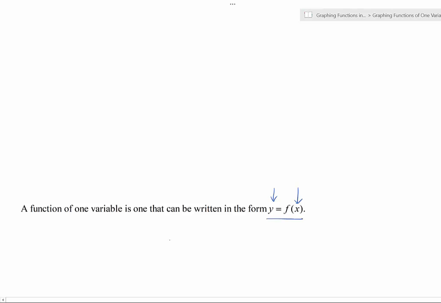Things like y equals f of x equals x squared, one variable. y equals f of x equals x. y equals f of x equals square root of x. Notice all of them have the single variable x, one variable. You can make other things up.